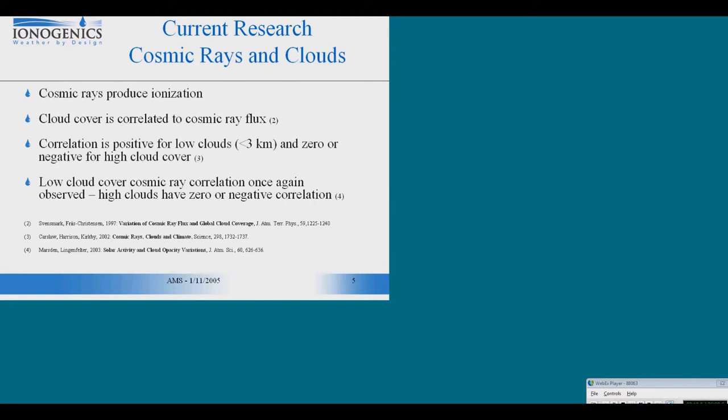The first event that sparked the research of cosmic ray ionization and how it interacts with cloud physics was produced in 1997 by a couple of Danish scientists, which correlated the cloud cover existing on Earth with the intensity of cosmic ray flux. That was later confirmed in the UK, but only for cloud cover that is less than 3 kilometers above the surface. And then in this country, in fact, in this city, at the University of California, San Diego, a couple of physicists observed that the correlation was positive for low cloud cover, zero for cloud cover above 3 kilometers, and sometimes even negative correlation.